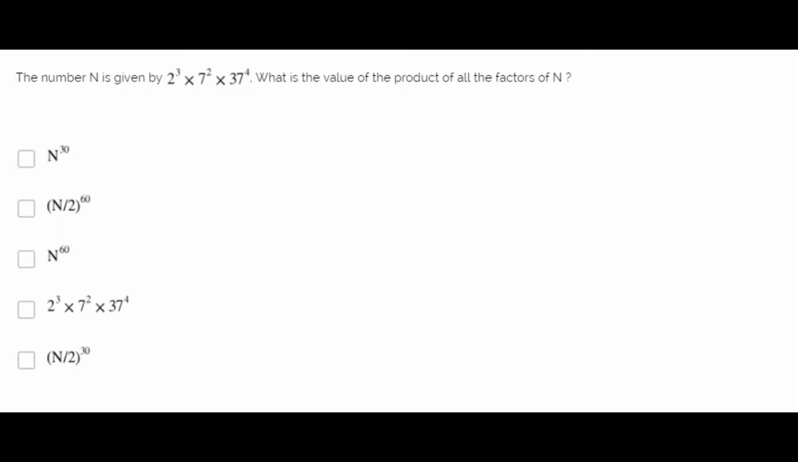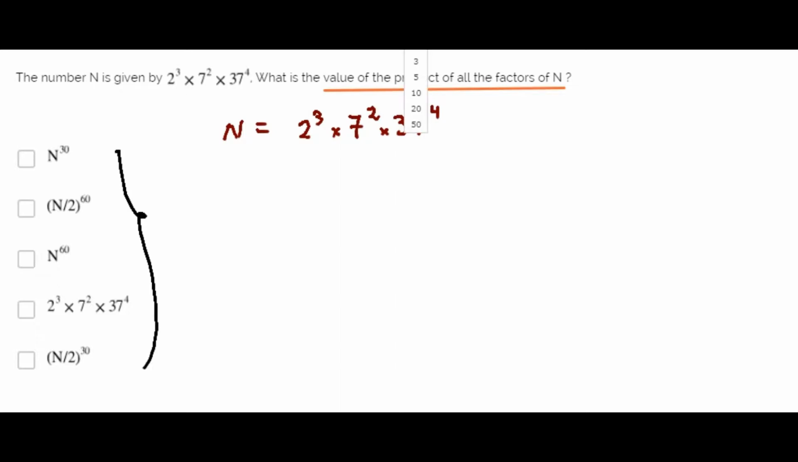2 cubed times 7 squared times 37 to the 4th power. What's about the product of all factors of n? So, from the question's theme, we know that the prime factorization of n is 2 cubed times 7 squared times 37 to the 4th power. And we want to find the value of the product of all factors of n. And that product must be in terms of n, since all alternatives are in terms of n.